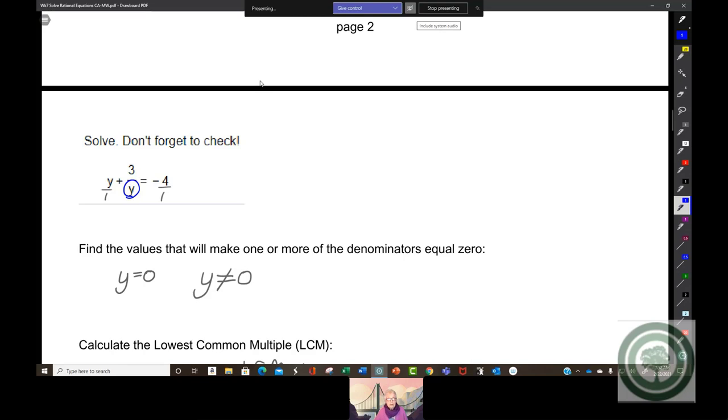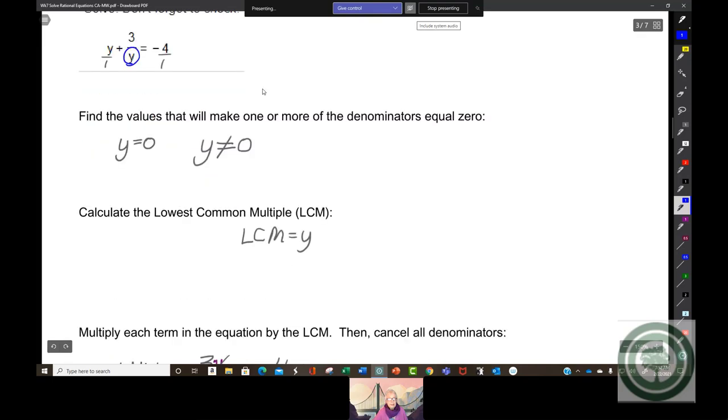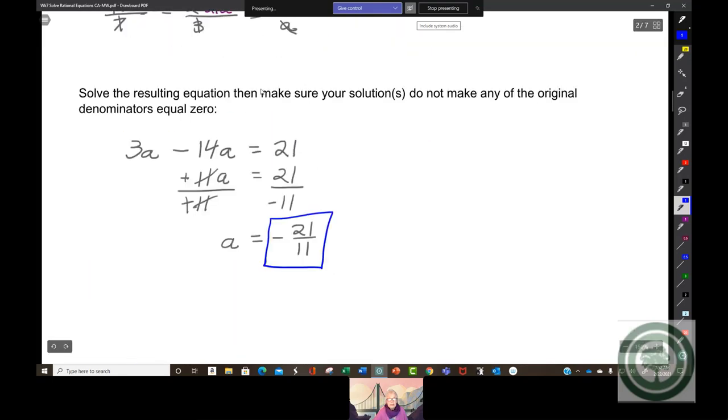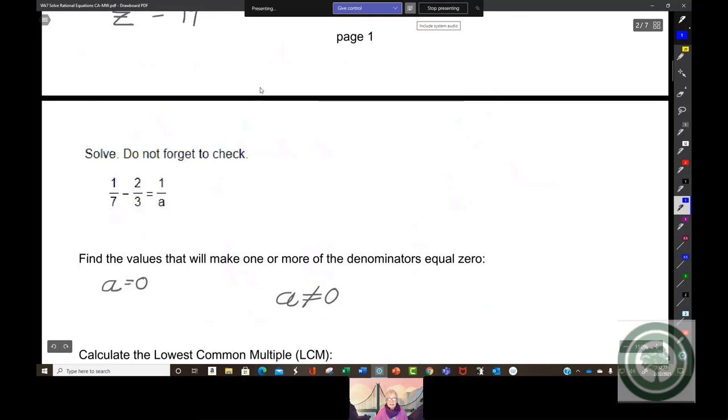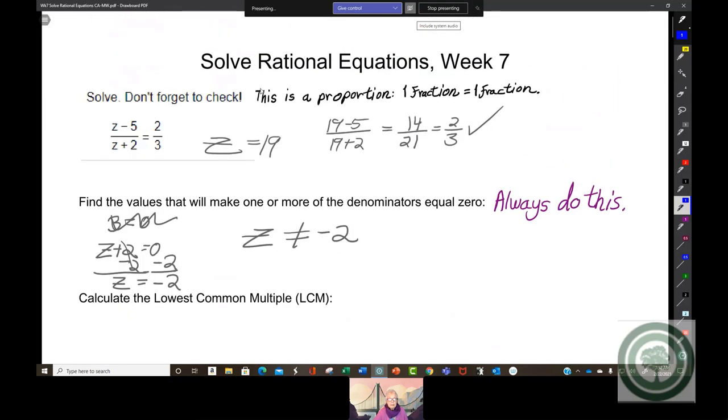Discussion now. Is there any discussion of this? Or this? I have a question. Sure. So is y, or the denominator, always going to equal 0? That's how you find out what you cannot allow the answer to be. Yes. Okay. That was the only question. Oh, okay. All right, thank you.